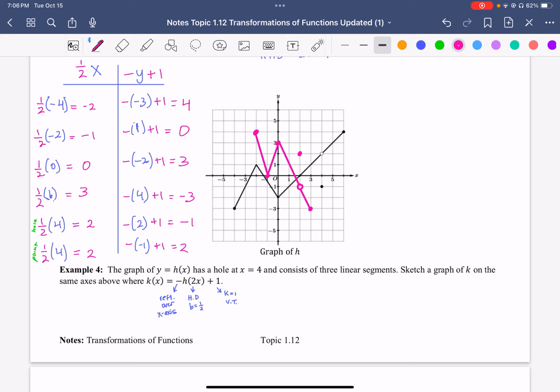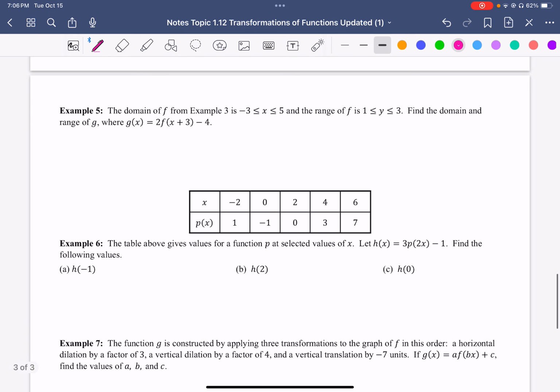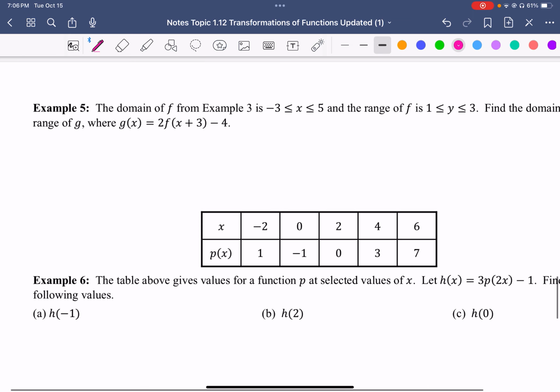Okay, let's do another example. Example 5: the domain of f from example 3 is -3 to 5, and the range of f is 1 to 3. Find the domain and range of g, where g of x equals 2 times f of (x plus 3) minus 4. Okay, so what we're going to do is the same thing that we did earlier.